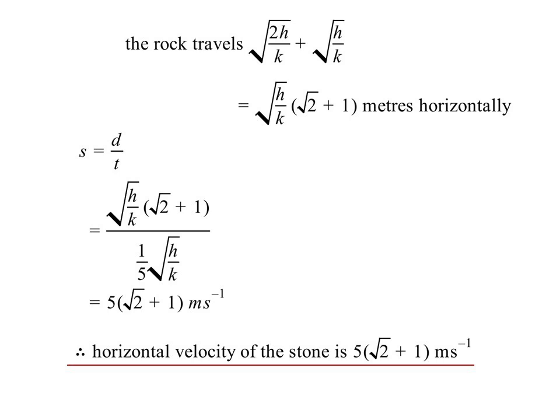Speed equals distance over time. I can now work out the speed. 5(√2 + 1) metres per second. So there's the horizontal velocity of the stone. I didn't have to use any calculus, it was just using my knowledge of the quadratic. That's a nice little question.